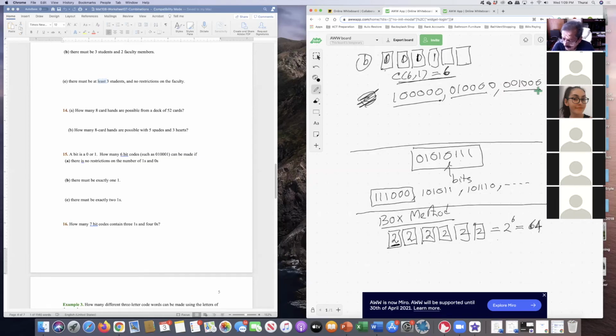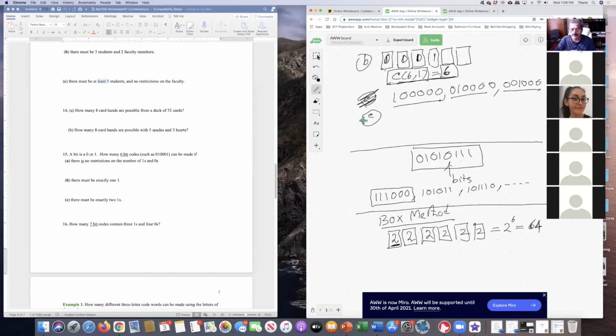The answer is 6. And you can also see that by doing this. There are 6 boxes here. I need to choose 1 box for placing the 1. So therefore, C(6,1) is the number of ways, which is also equal to 6. That's another way to look at it.